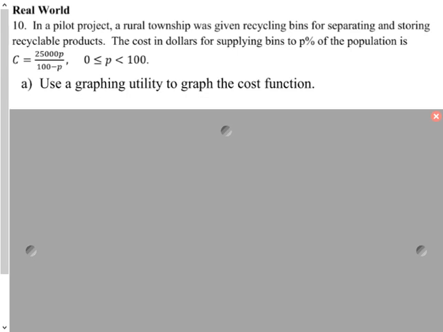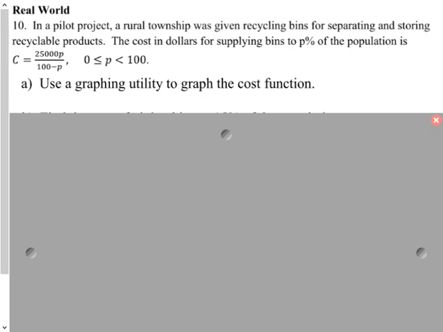We've got a real-world problem. In a pilot project, a rural township was given recycling bins for separating and storing recyclable products. The cost in dollars for supplying bins to P% of the population is given as C equals 25,000 P over 100 minus P, given 0 less than or equal to P less than 100. Makes sense, percent would be between 0 and 100.